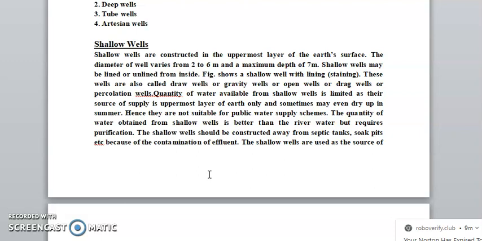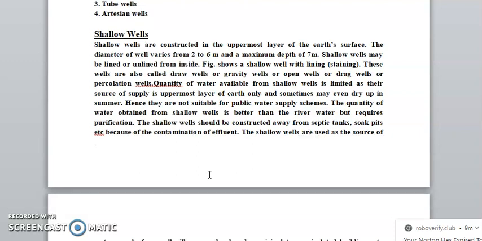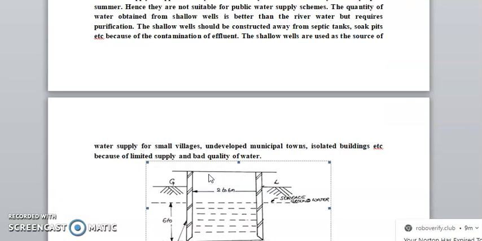The quality of water obtained from the shallow well is better than river water but requires purification. A shallow well should be constructed away from the septic tank soak pit because of contamination by effluent. Shallow wells are used as a source of water in a small village. Okay, small villages, municipality towns, and isolated buildings use them because of limited supply and bad quality of water.